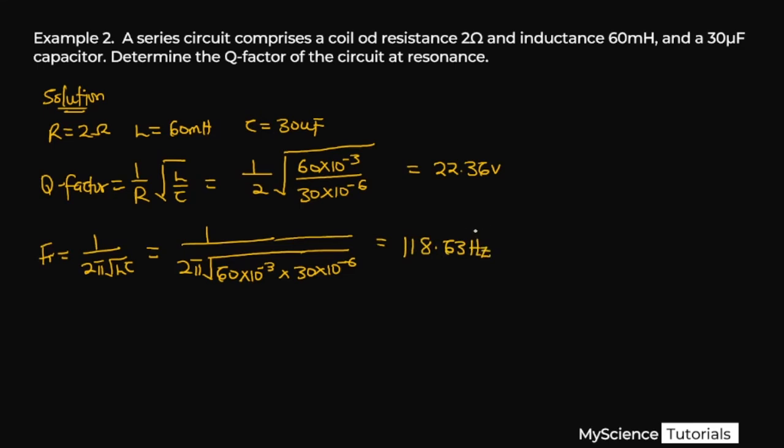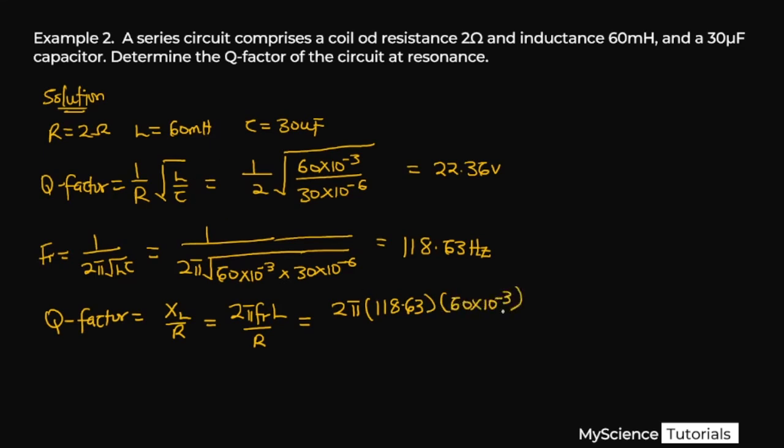Now using this resonance frequency, we can calculate our Q factor by saying our Q factor is equal to XL over R. And we know that XL is 2 pi resonance frequency L over R. So this is equal to 2 pi multiplied by the resonance frequency 118.63 multiplied by our L, which is 60 times 10 raised to the power minus 3, all divided by the resistance, which is 2. If we do the computation, we are going to get 22.36 as our answer.